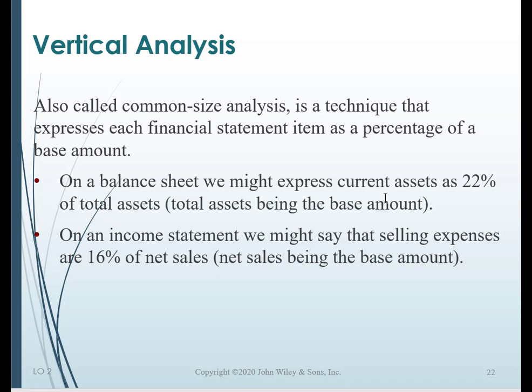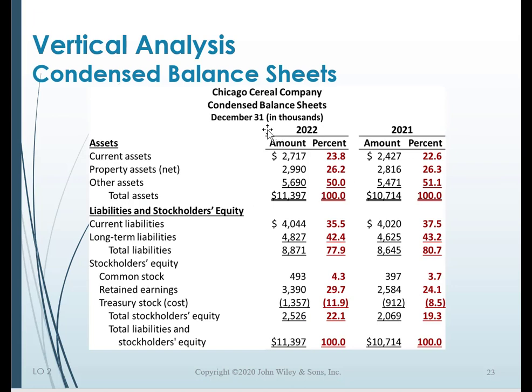So that's the base amount. On the income statement, we want to show how the line items of the income statement relate to sales or revenues. So let's look at this. Here is a condensed balance sheet, and this is, again, the percentage. So here's total assets. Again, you take total assets divided by total assets, you get 100%.